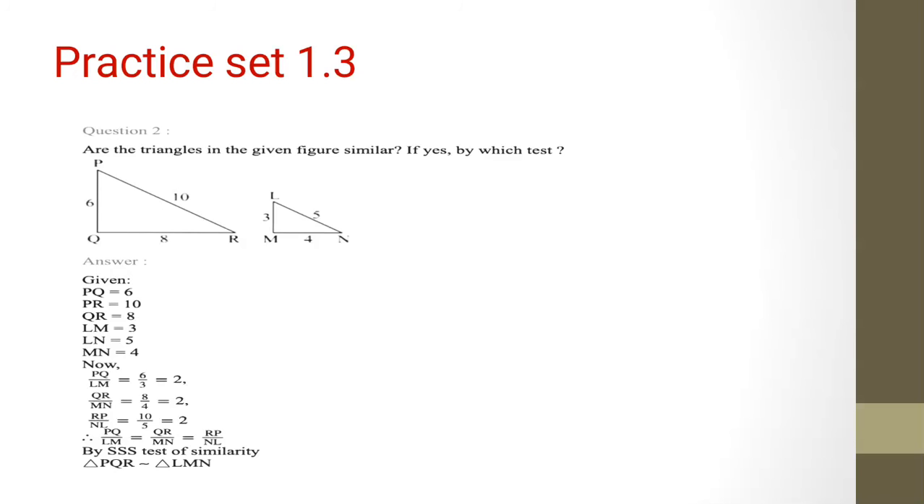Okay, so to check whether these two triangles are similar, we are going to find the ratio of the corresponding sides. So we first find PQ upon LM, that is 6 upon 3, we get 2. QR upon MN, we get 8 upon 4, again it is 2. Now PR upon LN, that is 10 upon 5, this also we get 2. Therefore, all three corresponding sides are in the same ratio, so we can say that the triangles are similar by SSS test. So triangle PQR is similar to triangle LMN by SSS test.